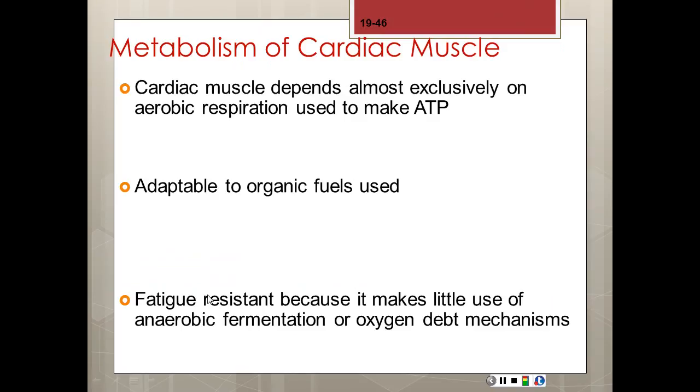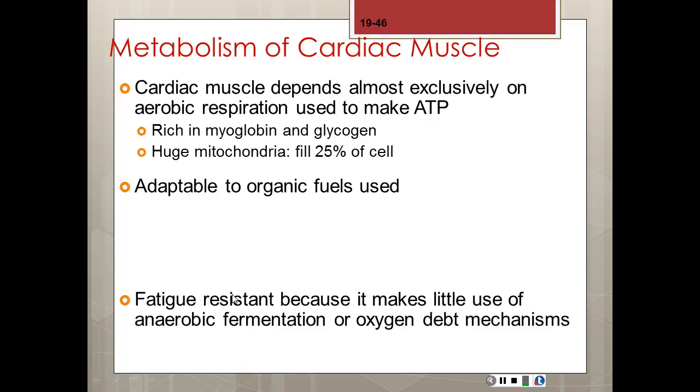Now, in terms of metabolism, cardiac muscle depends almost exclusively on aerobic respiration to make ATP. We're rich in myoglobin and glycogen. There's a huge amount of mitochondria. That's about 25% of the cell, compared to just 2% of the skeletal muscle fibers that have smaller mitochondria.